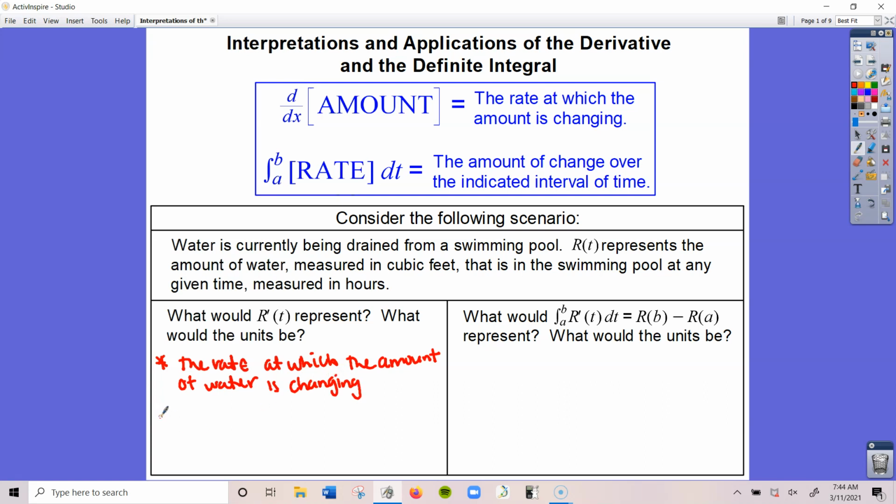Now, when you find the derivative, remember that this is a rate. So the units here would be, we have cubic feet and hours, so it would be cubic feet per hour.